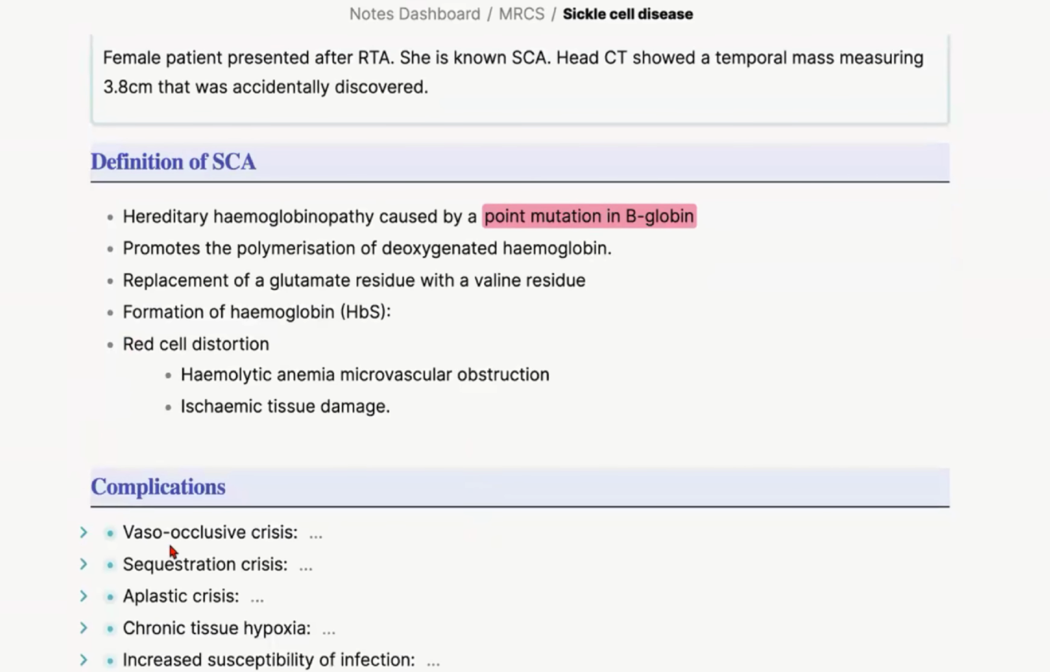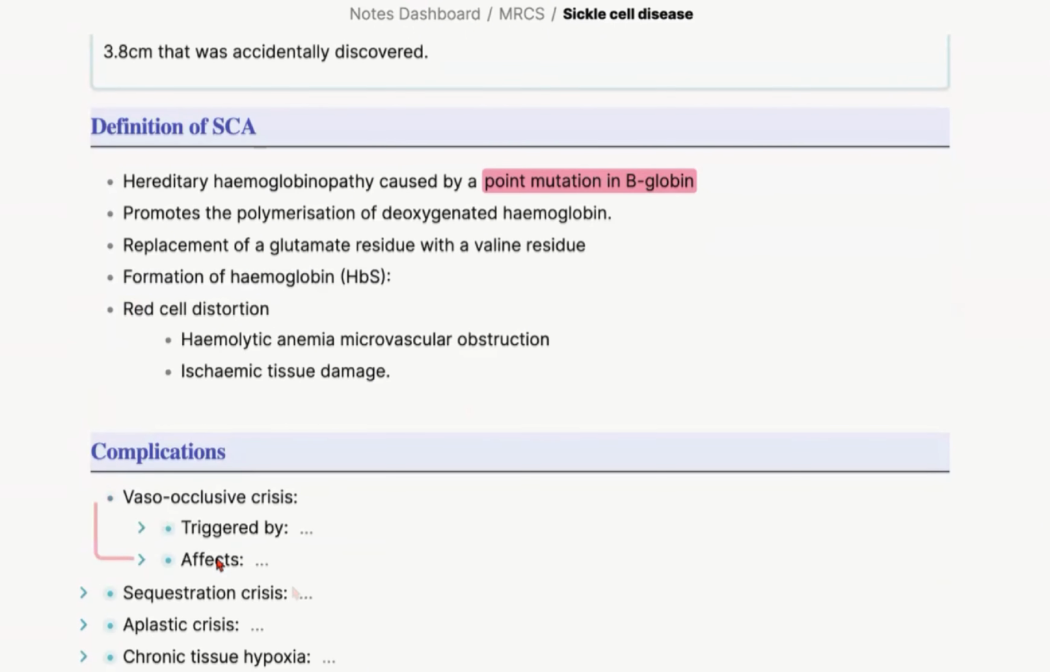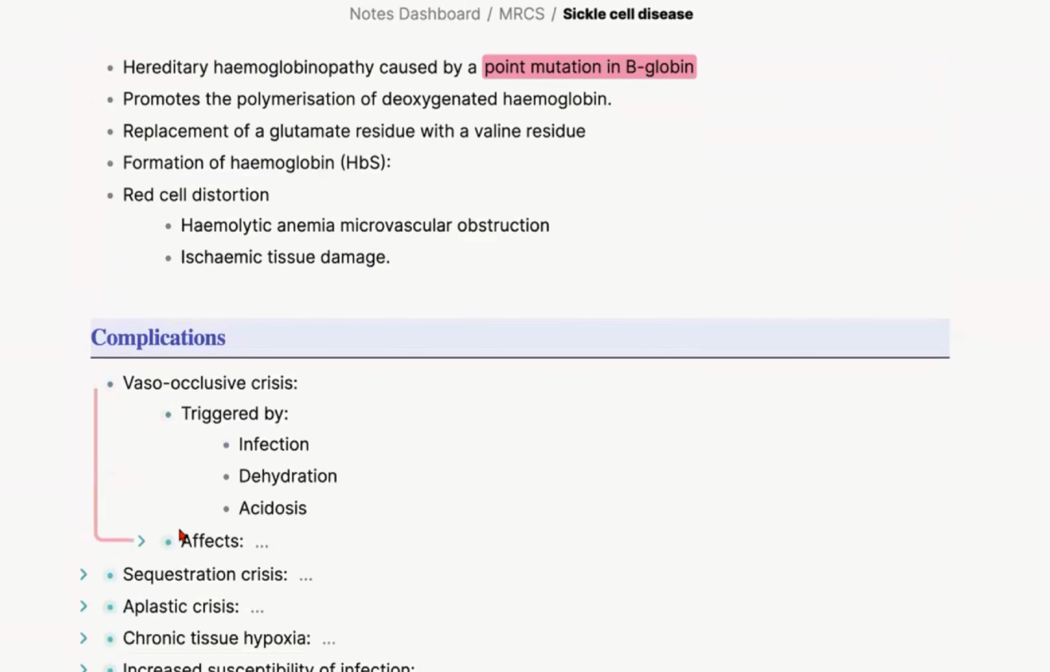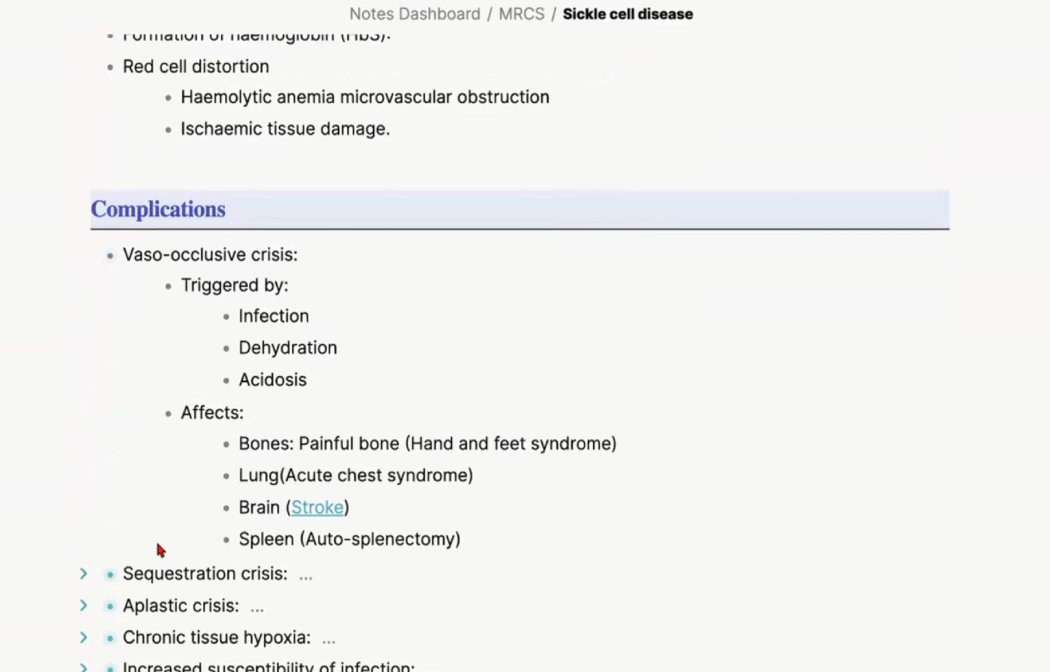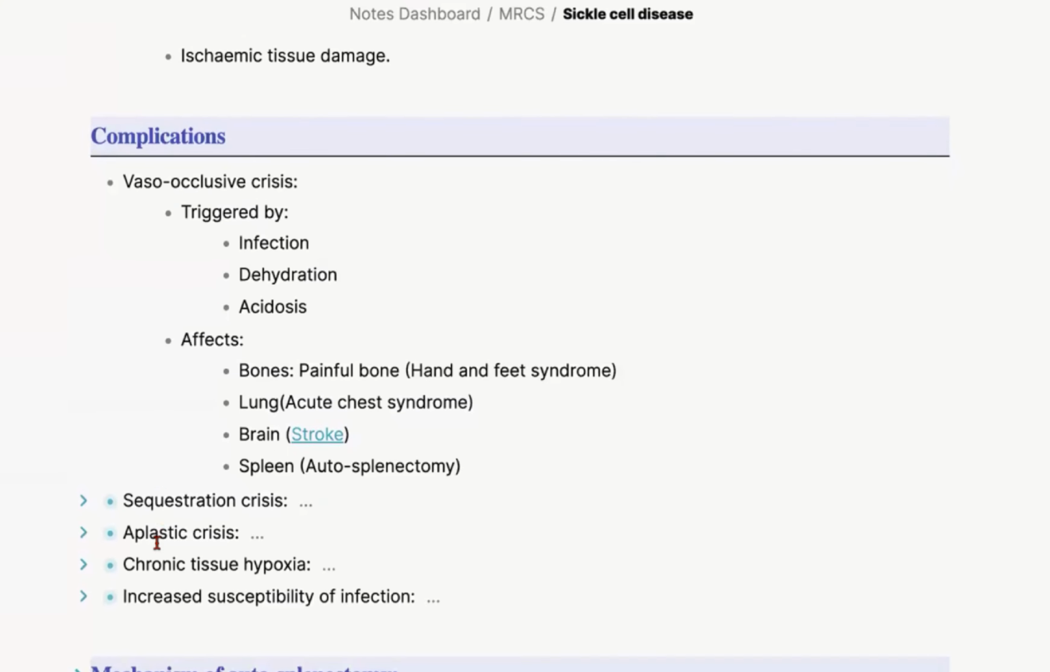With regards to complications, I know you asked that question, but I think it's worth giving a single word about each complication, because just naming them doesn't really mean anything, right? So you want to say vaso-occlusive crisis, and this can be triggered by infection, dehydration, or acidosis, and it can lead to bone or lung or brain or spleen issues, including a stroke or cut of the blood supply.